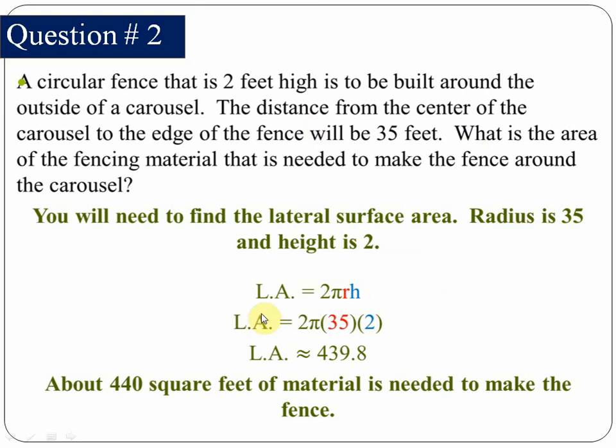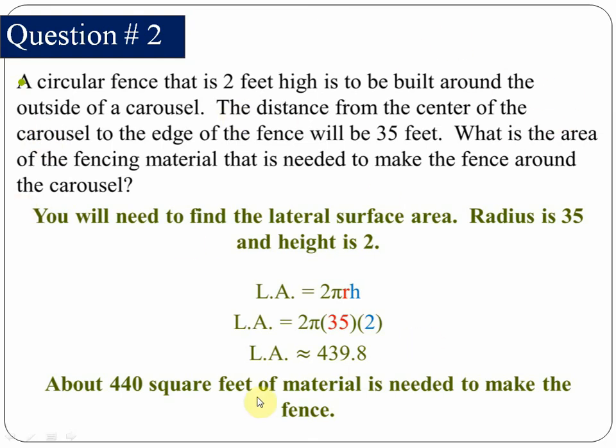So we just apply the curved surface area, lateral area, outer area. The curved surface area of this fence is 2 pi r h, which is 2 pi times 35 times 2, which is 439.8 feet square.